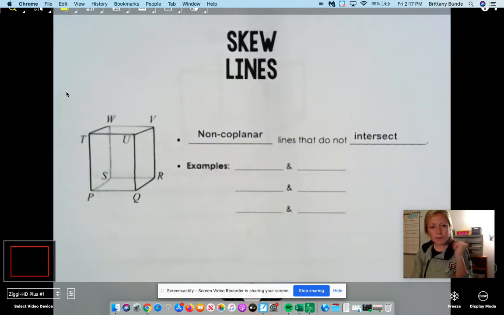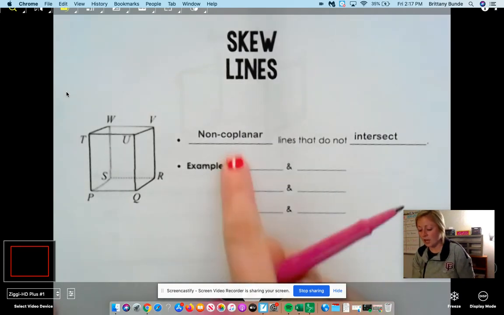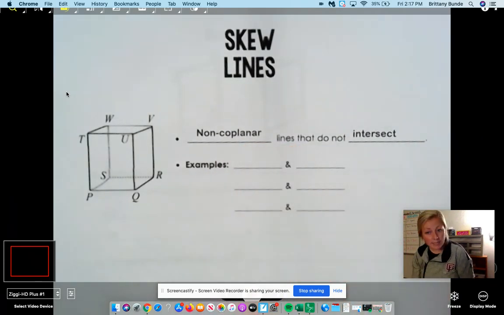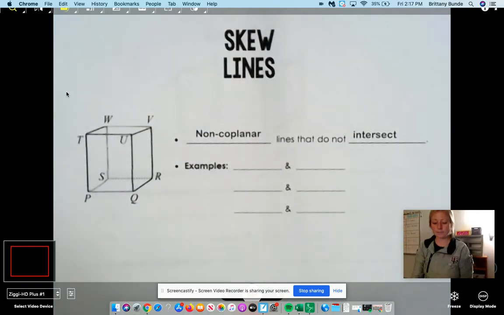This might be new. Skew lines. The formal definition of skew lines is non-coplanar lines that do not intersect. I like to use my arms for this. They're not on the same plane, okay? One line is going up and down, and one line is going like this. You guys see that? Maybe I'll use my pens like this. One's going up and down, and one's going back and forth. You guys see that? Okay.